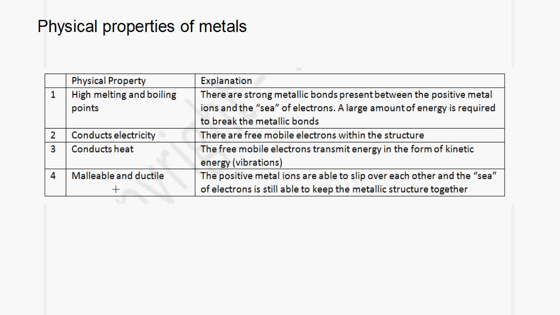The fourth physical property is that metals are malleable and ductile. Malleable meaning that they are bendable, they can be reshaped, and ductile meaning that they can be stretched into a wire. And the reason for this is that the positive metal ions are able to slip over each other, and the sea of electrons is still able to keep the metallic structure together.